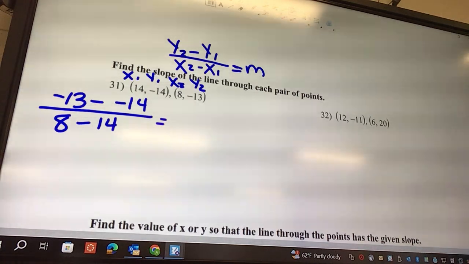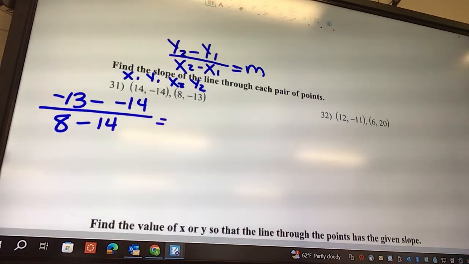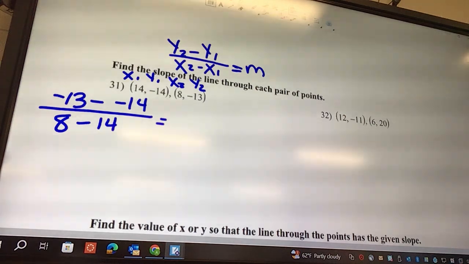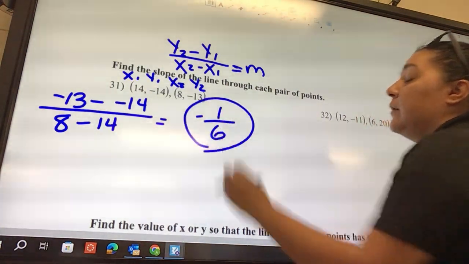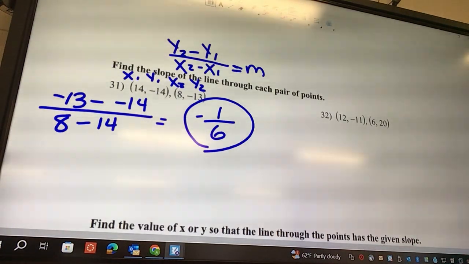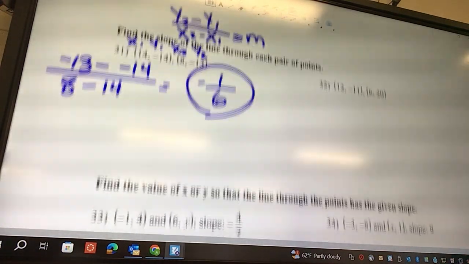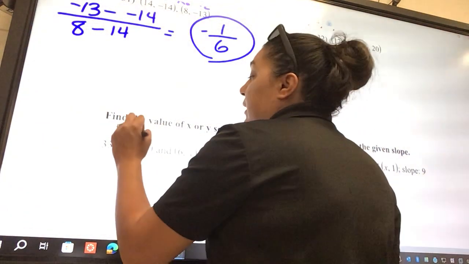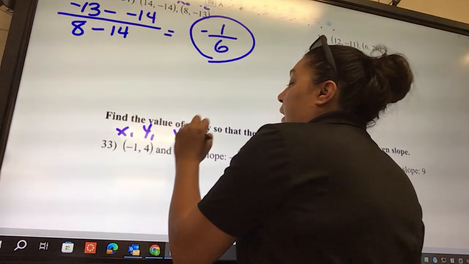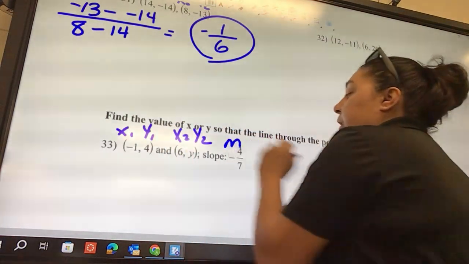What do you guys get? Negative 1 over 6, somebody agree? Yeah, negative 1 over 6. Okay, and that's my slope or my m. Okay, 33, you're going to start off the same, so we're going to say x1, y1, x2, y2, and that one is my m.